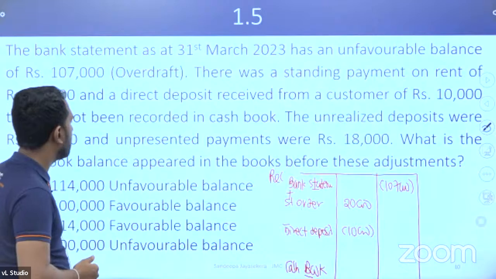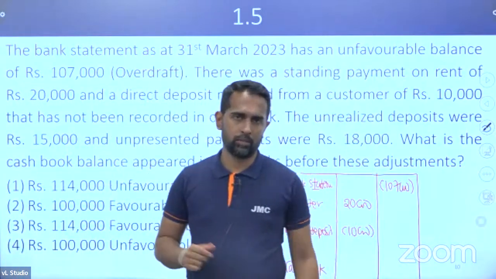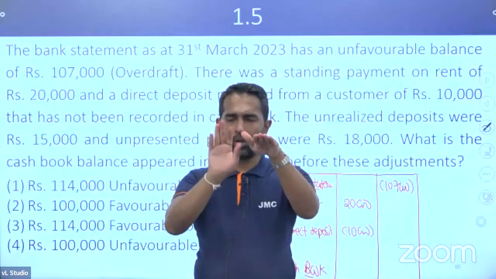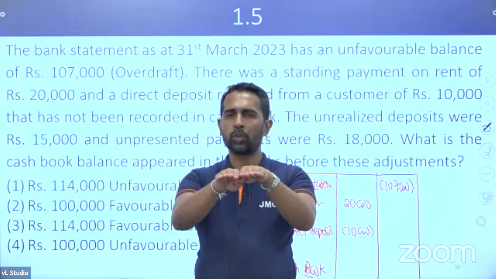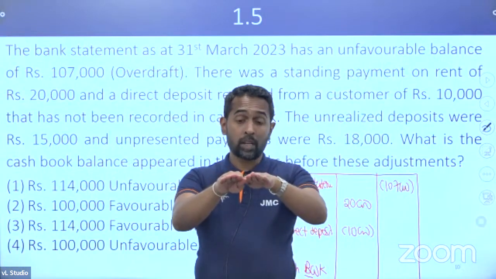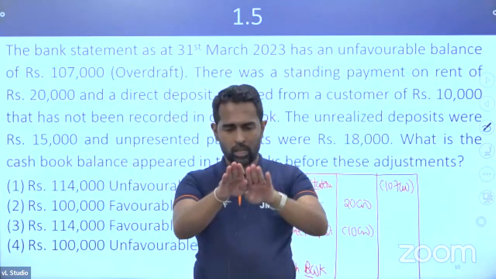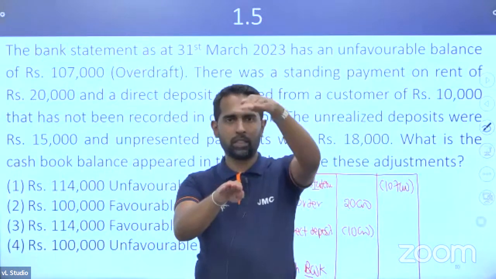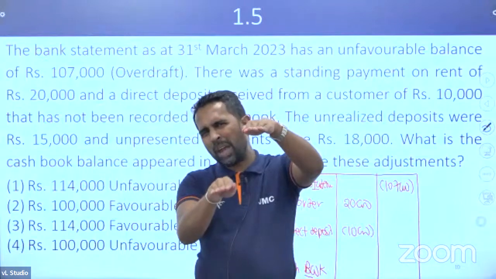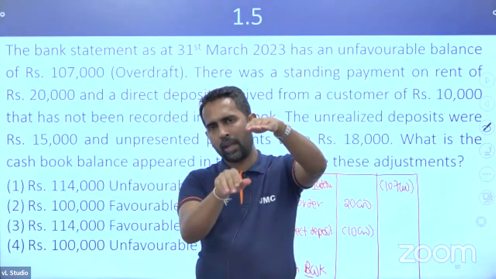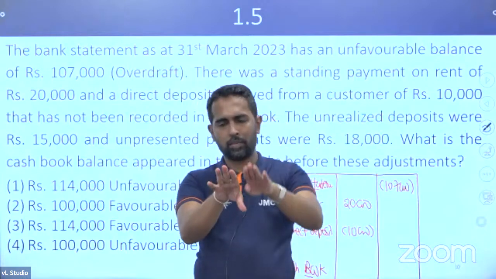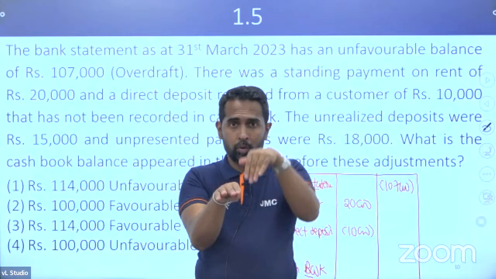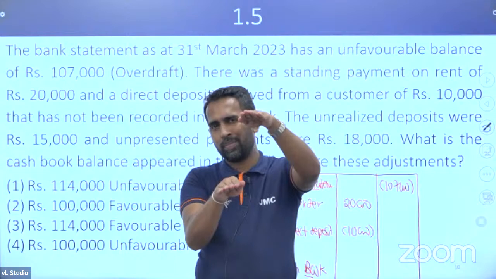Unrealized deposits 15,000. Now let's see what has happened. Cash book, bank statement. Unrealized deposits. That means what? The accountant has made the deposit in the cash book. Our cash book balance is higher. But it has not been realized in the bank statement. So there was a deposit check. You have deposited it, but it has not been realized by the bank yet.